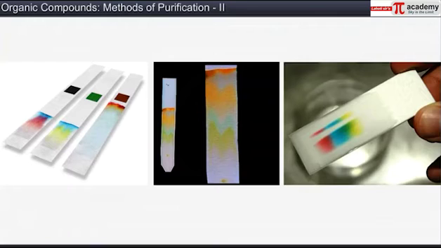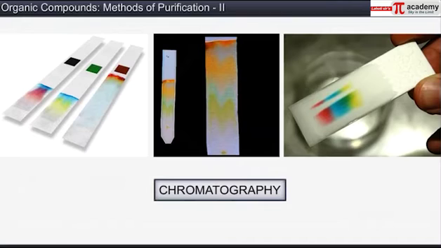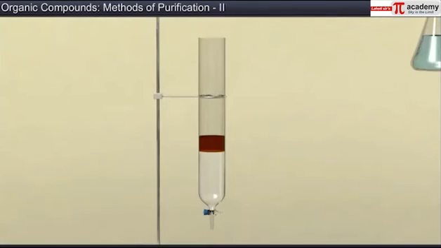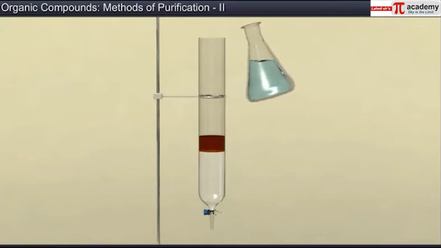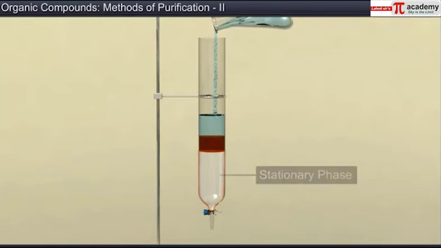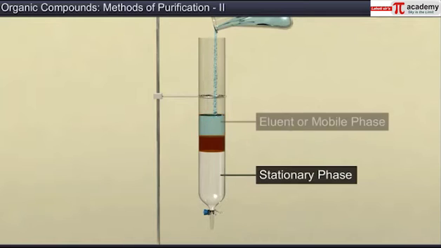Another important method of identifying, separating, and purifying compounds of a mixture is chromatography. The name chromatography is derived from the Greek word chroma, which means color, and graphein, which means to write. The principle behind this technique is the differential adsorption of various components of a mixture on the fixed or immovable phase called stationary phase under the influence of moving phase called mobile phase.